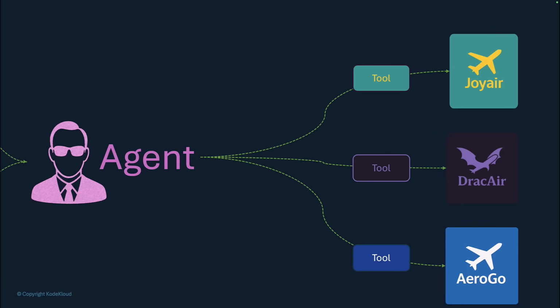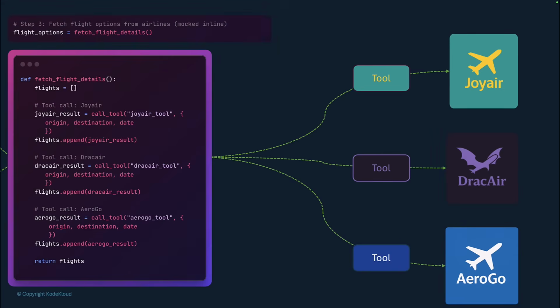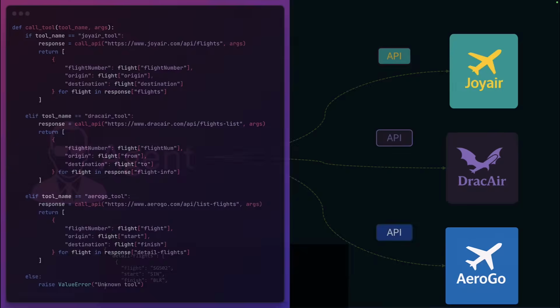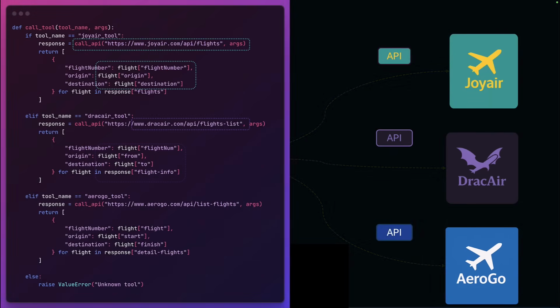Going back to our pseudocode, if you look inside the fetch flight details function, you'll see a tool call for each airline. And we pass in the query parameters to it, such as the origin, destination, date, etc. And we make a tool call for each airline and append the results and return that. Now, if you take a closer look at that call, you'll see that each call is different. The first one is API/flights. The second one is flights list. The third is list flights. Also, their responses are different too. Each airline has its own standard when it comes to their APIs.